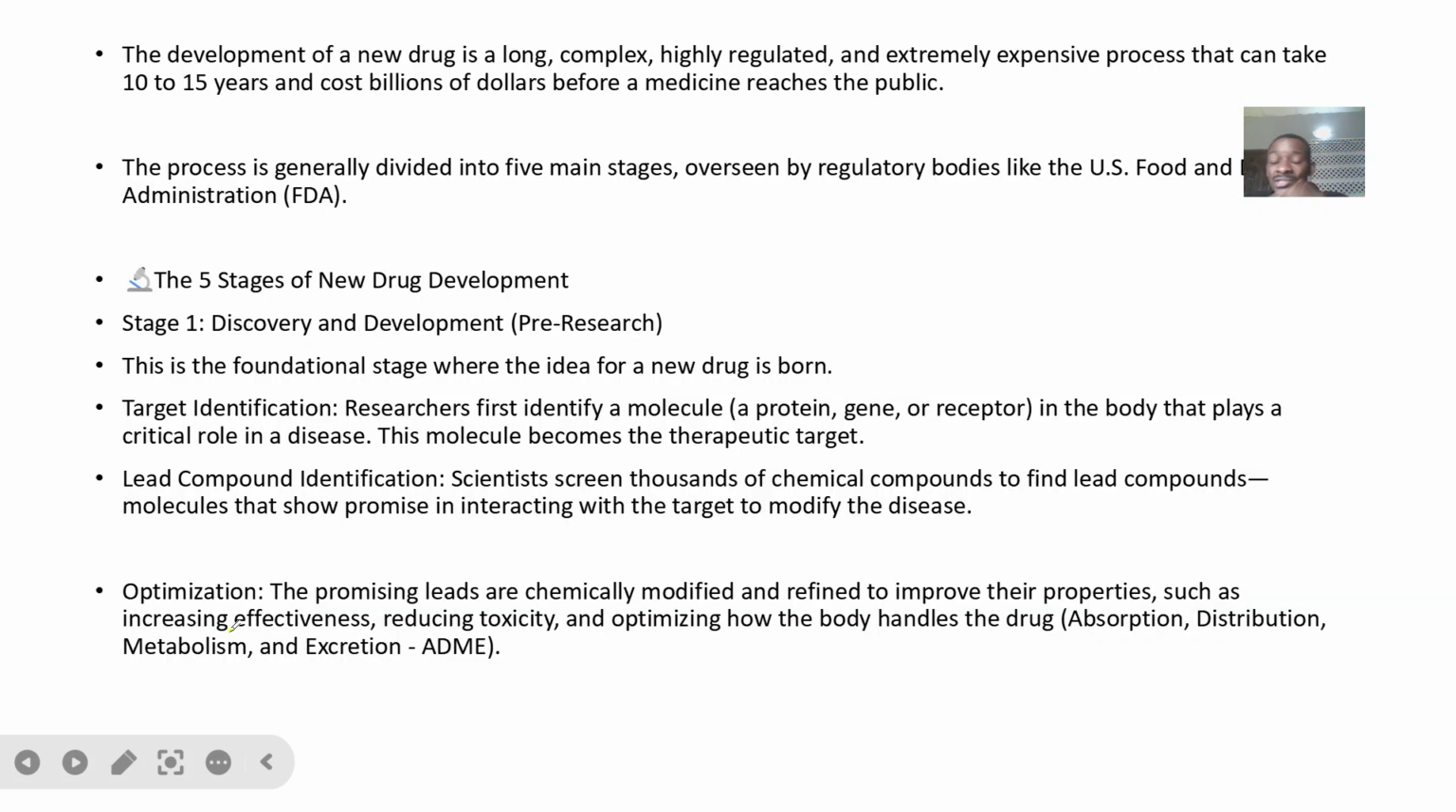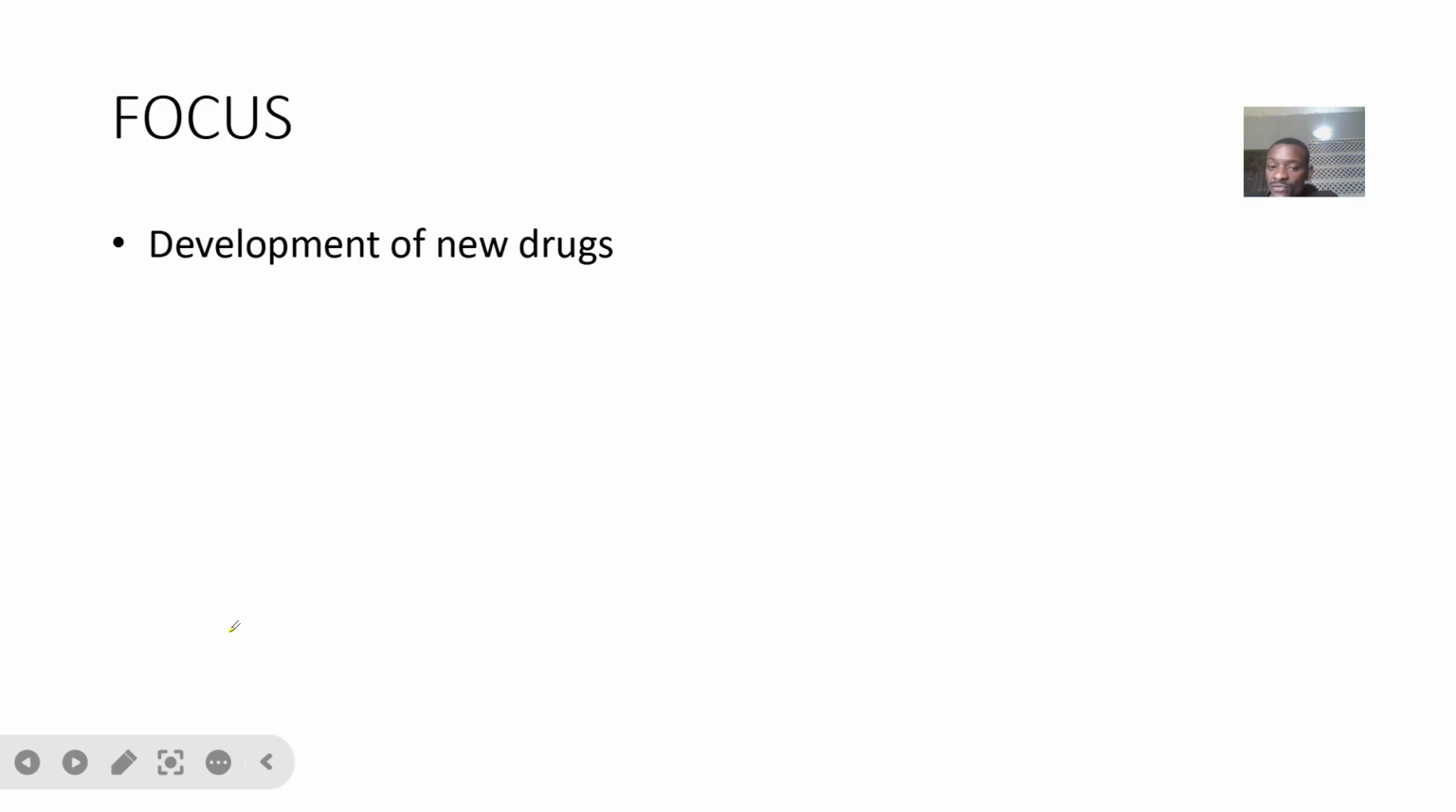that it's a long, complex, highly regulated process. For you to develop a new drug, it can be fast or sometimes can take as long as 10 to 15 years, and it costs billions of dollars. Because you have to approach a lot of organizations, you have to bring human beings in for trials and a lot of things. But you should just know that the whole process of drug development is divided into 5 stages.